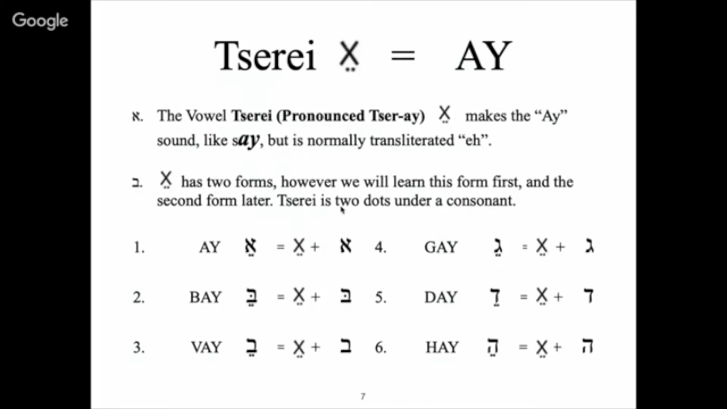Tserei. But yeah, so you want to remember that A part at the end, and it makes the A sound. See those two dots? So you can see the two dots and it makes you think about the T sound. And then I don't know how you can remember. I just tried to make something up, but it just didn't work, right?